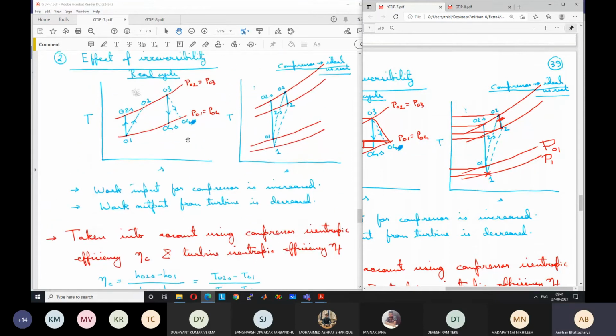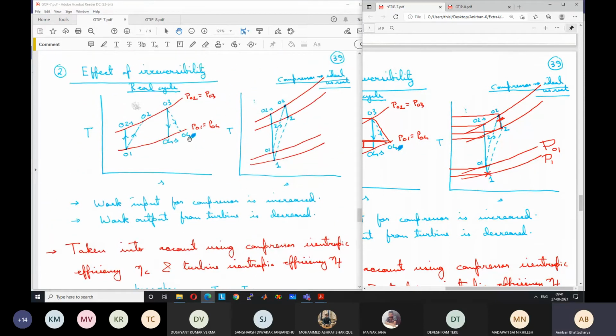Can you tell me typically whether turbines have higher isentropic efficiencies or compressors, and what is the reason for that? Because you must have studied turbines and compressors, at least from a thermodynamics point of view, or from fluid mechanics, you can relate.